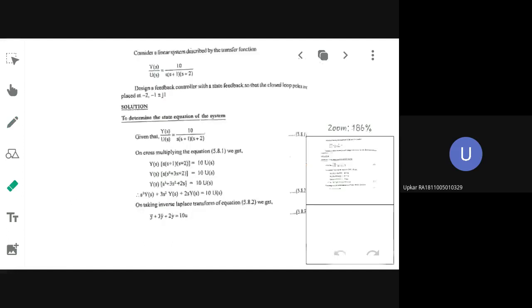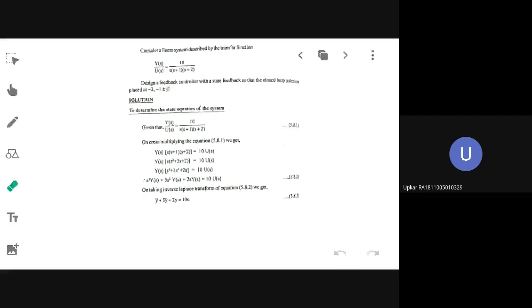Now this is your question. So what is being asked in the question? You have to consider one system that is given by what representation? Y of s divided by U of s is what representation of a system? Y of s is your Laplace transform of the output variable. U of s is your input Laplace transform. So it is equivalent to what representation?